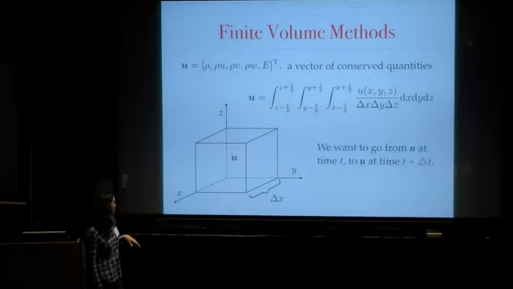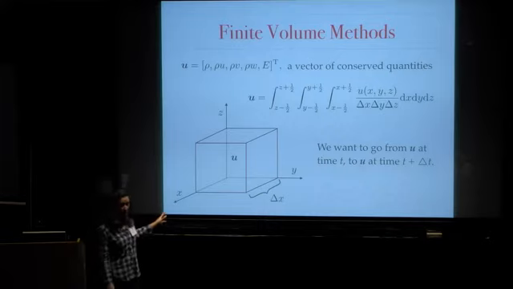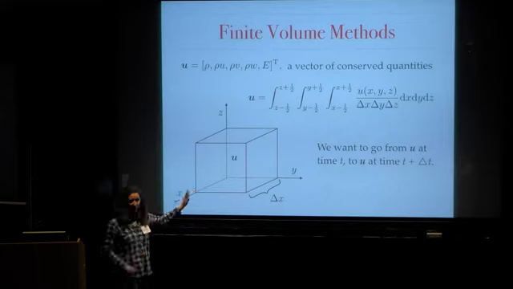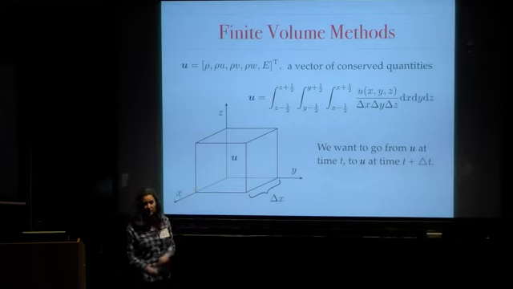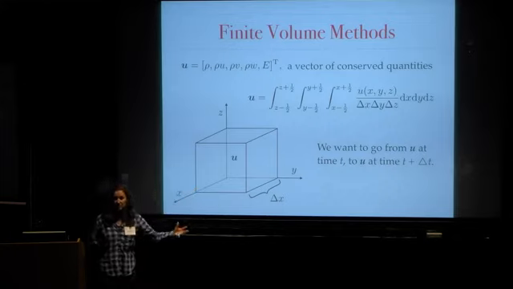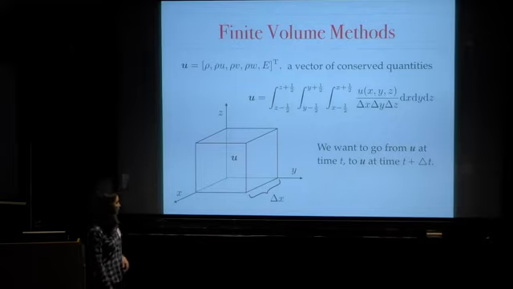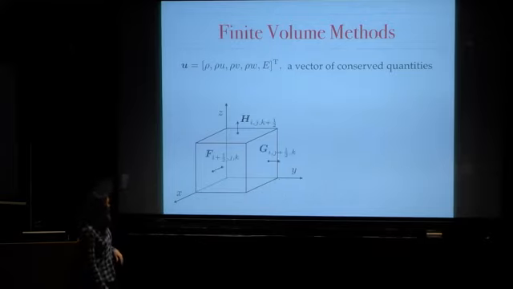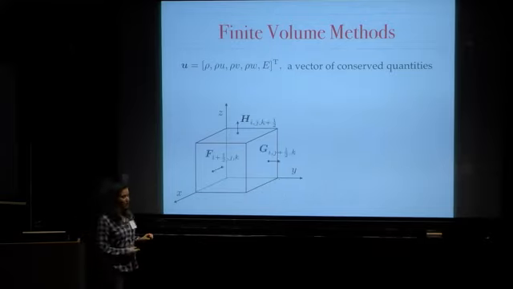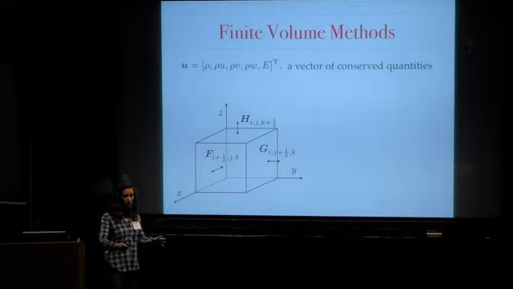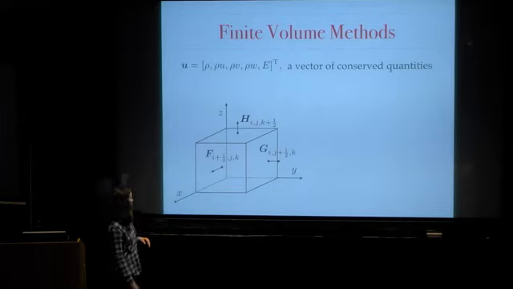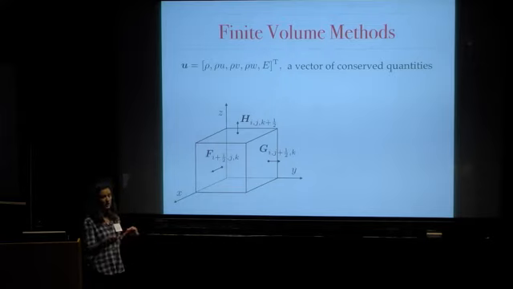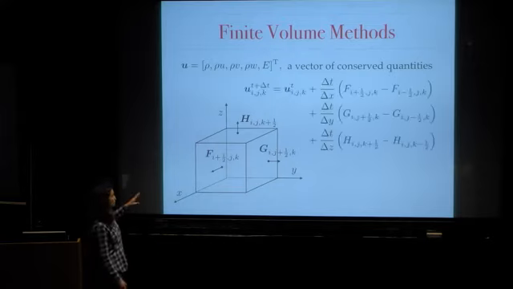And the idea in a finite volume method is just that I want to go from these values of u at time t to the values of u at some later time, t plus delta t. And so how are we going to do that? The answer is that in addition to having these volume averaged values of the conserved quantities, we can also have space and time averaged fluxes.